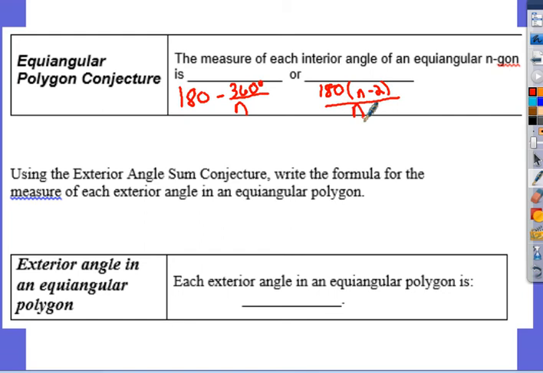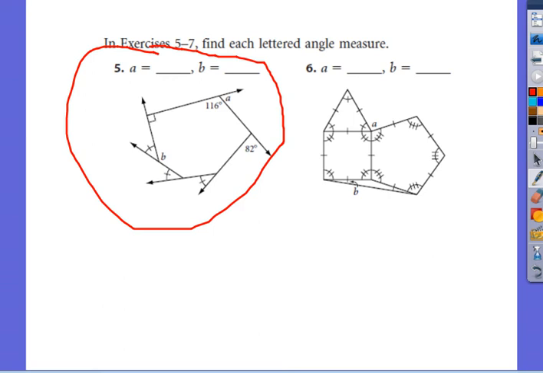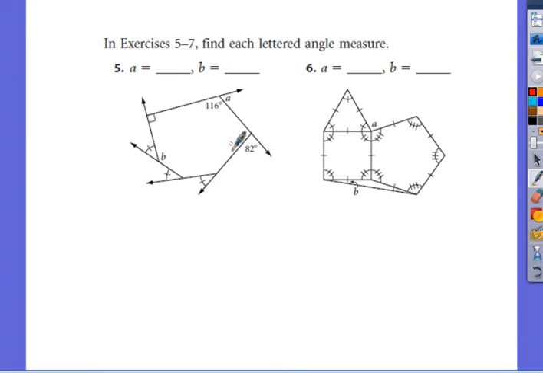And then the exterior angle in an equiangular polygon. So if you're using the exterior angle sum conjecture to write the formula for the measure of each exterior angle in an equiangular polygon, you write 360 divided by n. That's going to give you, if all the angles are the same, one exterior angle is found by 360 divided by n. We will go over this in class.